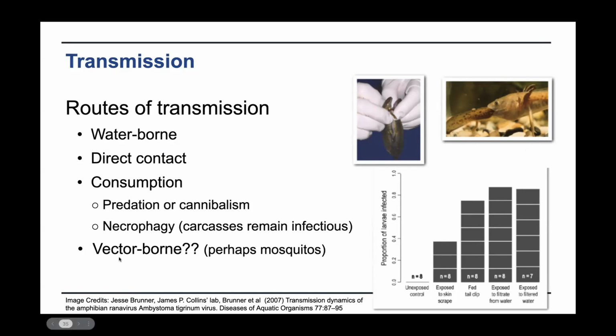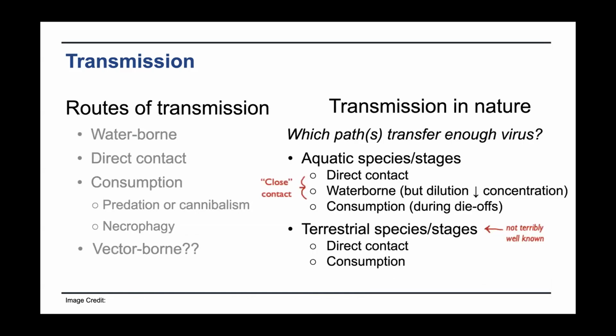I want to point out that there has been some sort of circumstantial evidence that perhaps mosquitoes might be moving ranavirus, but this has never really been demonstrated. And I think we could probably cross this one off for right now. Anyway, at least in the lab, there's a lot of ways to move virus from one host to another. How does this work in nature? Well, I think the question really boils down to which of these routes or which paths transfer enough virus to a naive host to cause an infection.